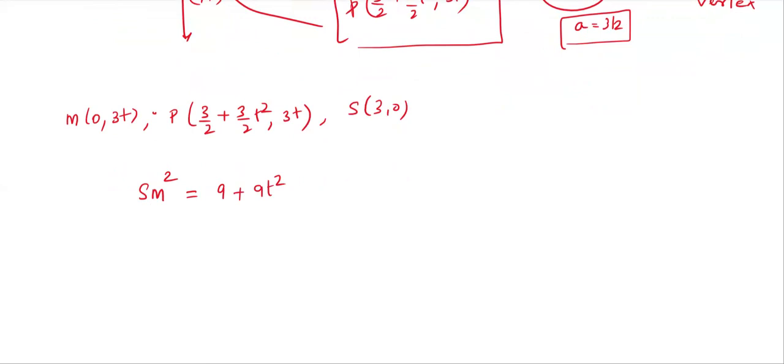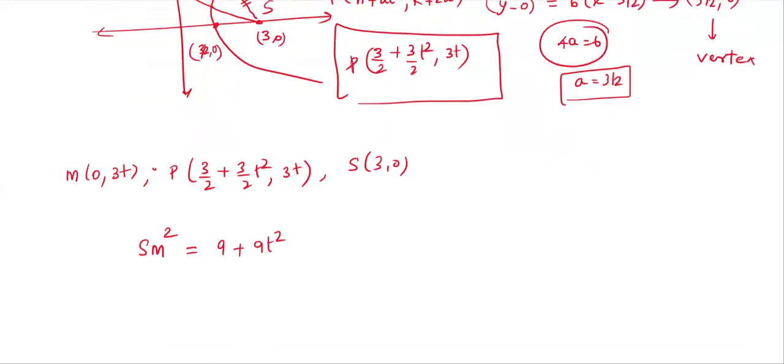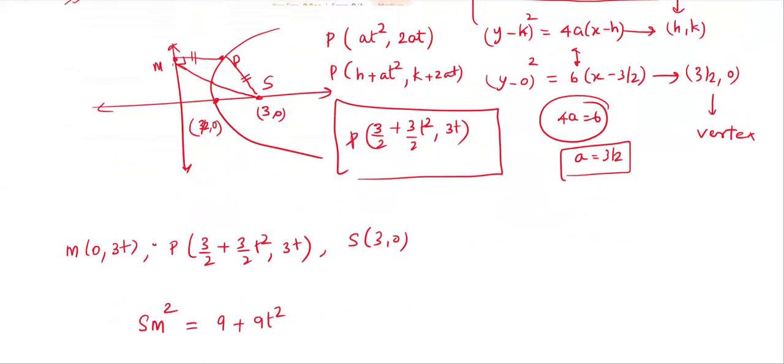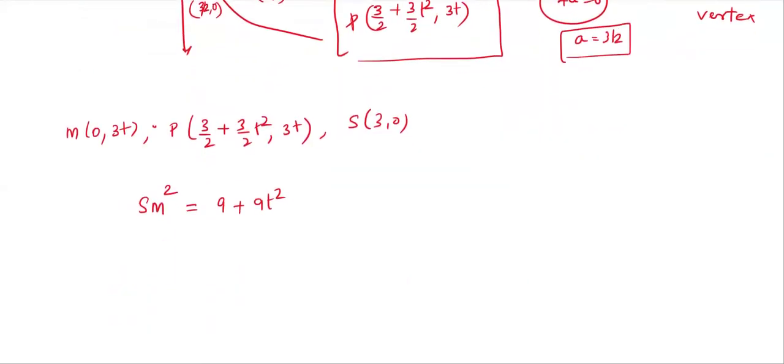Now what is MP? Can you see the diagram? MP is the x coordinate of P. Yes or no? Because P's distance from the y axis is the x coordinate, and that is given as MP. MP will be 3/2 plus 3/2 t square. Okay. Now both of them should be equal.